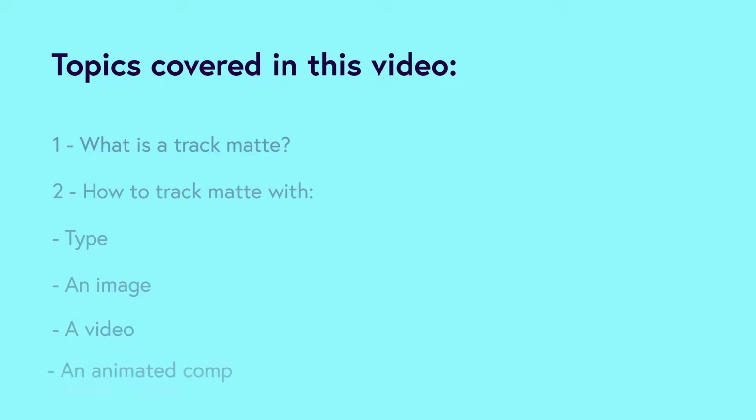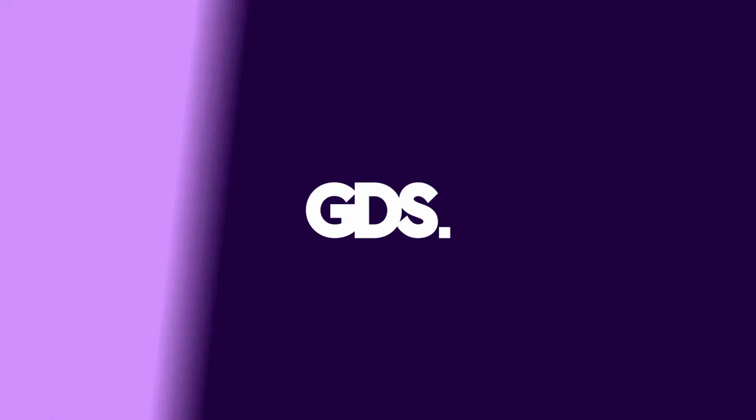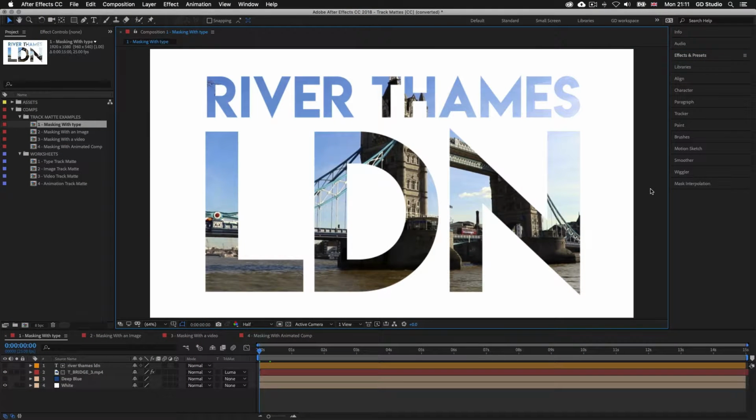So in this video, we'll be covering the following topics. What is a track matte and how to track matte with type, an image, a video, and with an animated sequence. After this video, you will get a better understanding of masking and how track mattes work, so you will feel confident using track mattes in your projects. So let's get into it. So here I am in After Effects, and I have a project open here that I'm going to use to demonstrate how track mattes work.